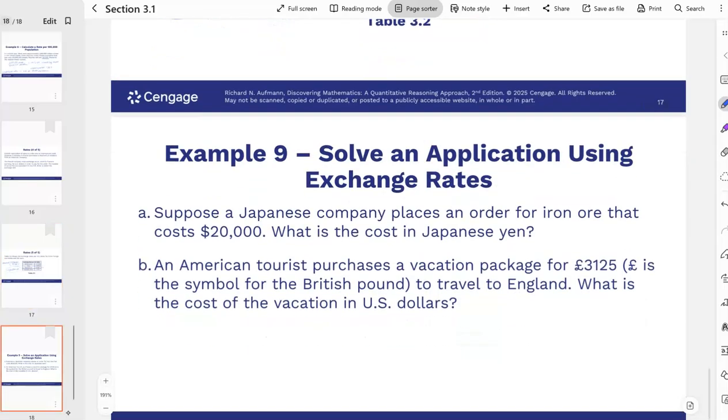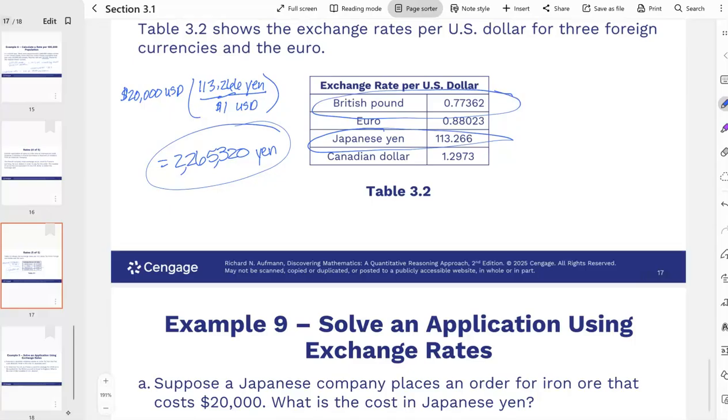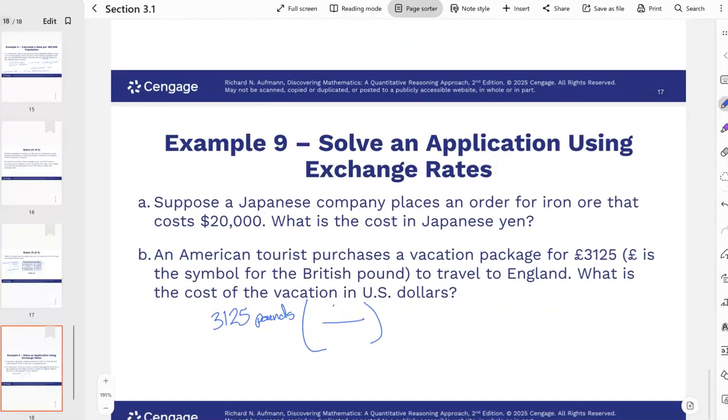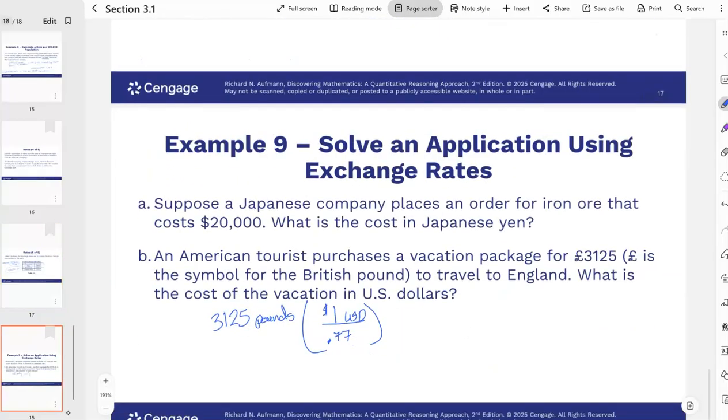Let's look at that next example. An American tourist purchases a vacation package for 3,125 pounds. We want to know the cost of the vacation in US dollars. So we've got 3,125 pounds. We're going to multiply by the conversion rate. So now we're using this one. So this is pounds per dollar. So we know $1, so USD, $1 is equivalent to 0.77368 pounds.